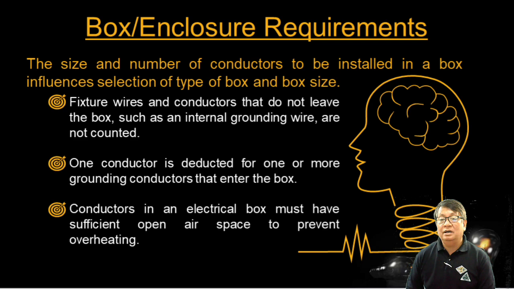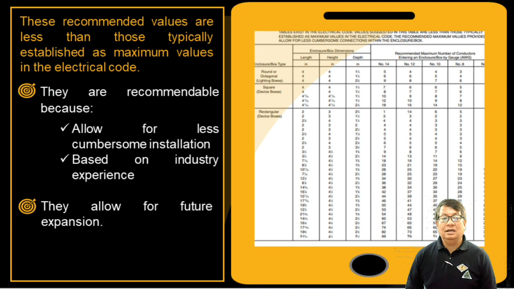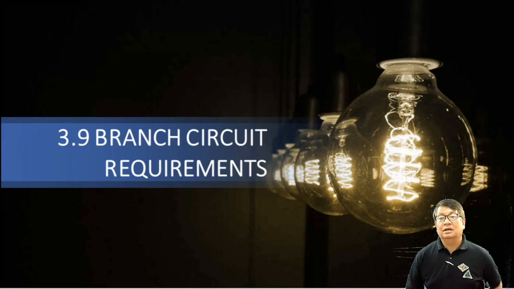So, it's very clear. One conductor is deducted for one or more grounding conductors that enter the box. Conductors in an electrical box must have sufficient open air space to prevent overheating. These are the different sizes of conductors, the boxes, and the specified number of conductors. So let's proceed to the branch circuit requirements.